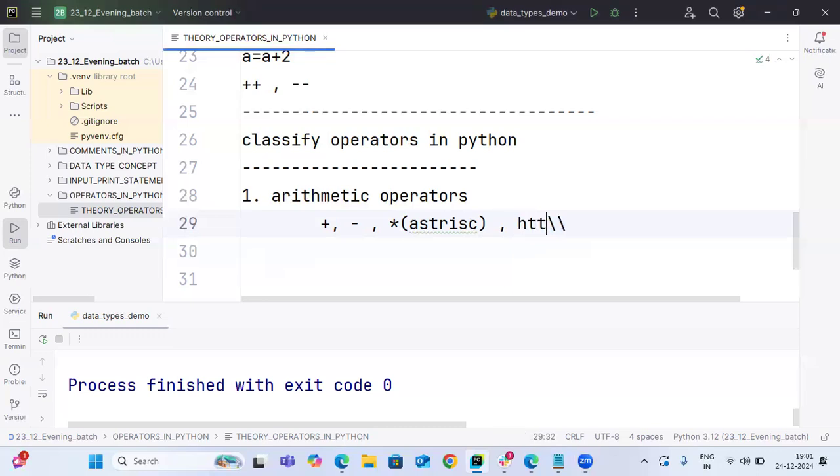HTTPS, we will use sometimes. In networking, escape. In networks, you might remember or not. If you open the command prompt, the Python command prompt, you would get this particular operator. Do you see those particular operators?